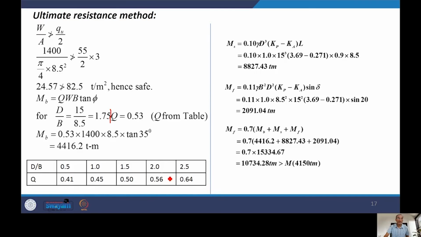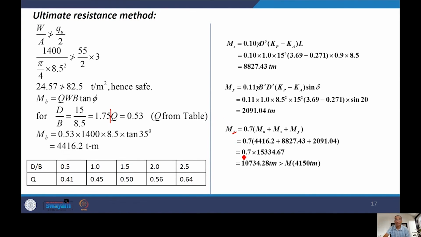Once you put the numbers here, 1400, 8.5, 35, you got 4,416.2 ton meter. That is for this moment, for the case when you have applied this correction. Now coming to MS and MF that are listed here. This is the total M basically. The value of MS is calculated from this relation, where gamma is also different, and once you put these numbers, you get Kp minus Ka and all these things, 8,827. Then in the second case, for the frictional case, it is given by this relation.